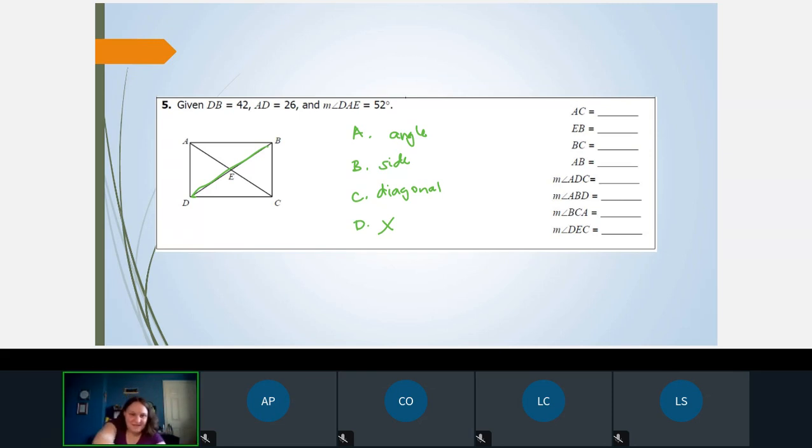All right, DB, what is it? Is it a side, a diagonal, an angle? Let's see, what are they? A for angle, B for side, C for diagonal. A for angle, B for side, D for diagonal. What is DB? That's what I'm asking. What is DB?